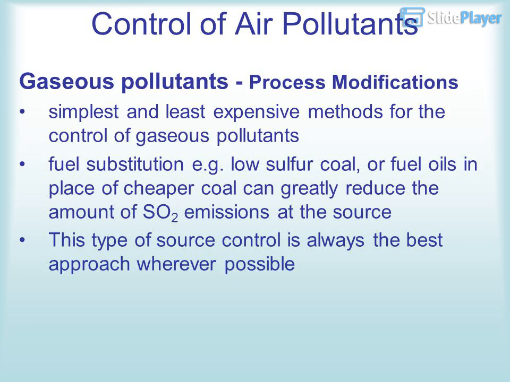Control of air pollutants. Gaseous pollutants, process modifications. Simplest and least expensive methods for the control of gaseous pollutants. Fuel substitution, for example low sulfur coal or fuel oils in place of cheaper coal, can greatly reduce the amount of SO2 emissions at the source. This type of source control is always the best approach wherever possible.